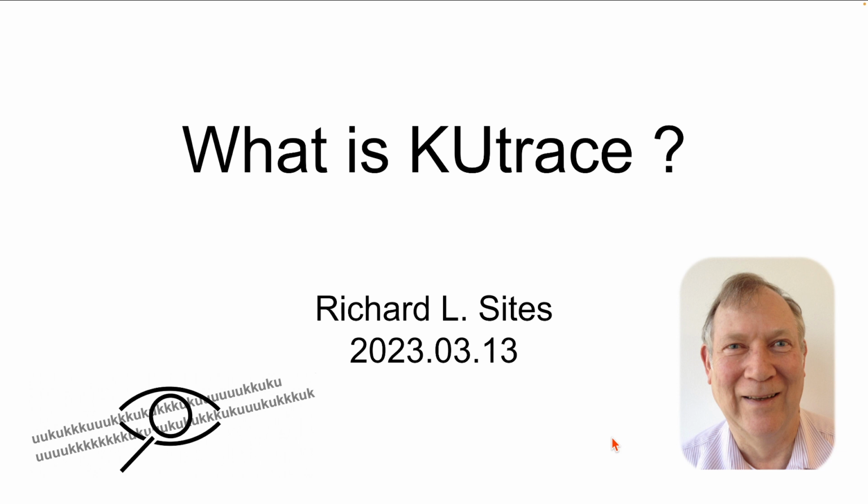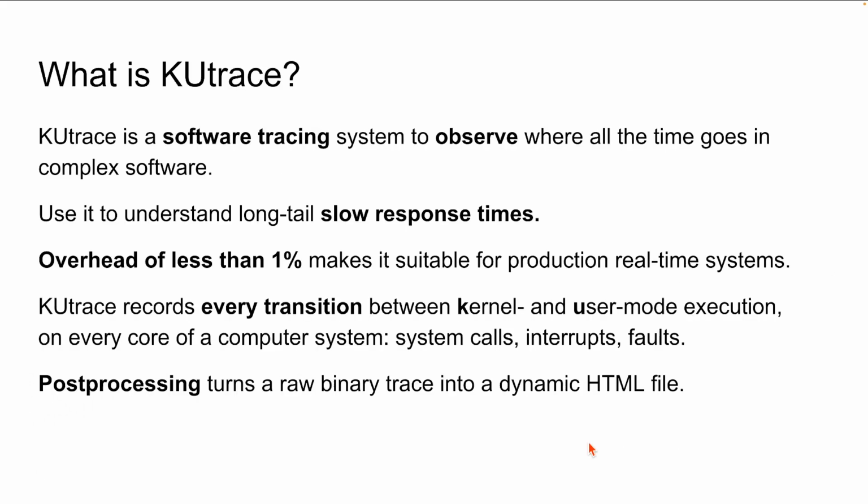Today's topic, what is KUtrace? KUtrace is a software tracing system to observe where all the time goes in complex software. So you can use it to understand long-tail, slow response times in transaction systems. It has overhead of less than 1%, so it's really suitable for data centers during the busiest hour of the day, for vehicles, control, or whatever.